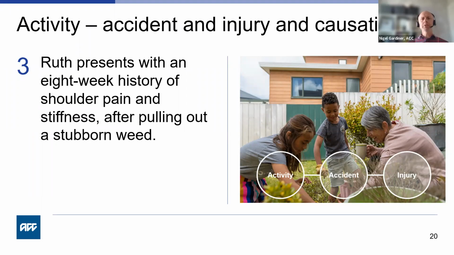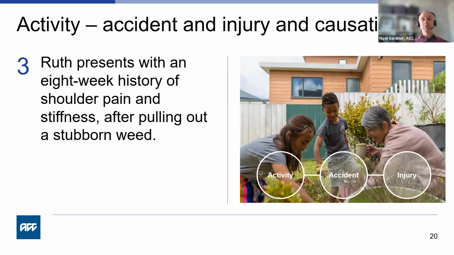Bigger question: what is the injury? She's got pain and stiffness in her shoulder, and you question her a bit closer, and it turns out it's getting worse over the last 8 weeks, not better. Particularly the pain and the stiffness are deteriorating. Following more investigations, it actually turns out that Ruth has frozen shoulder, or adhesive capsulitis, which wasn't actually caused by the pulling out of the weed.